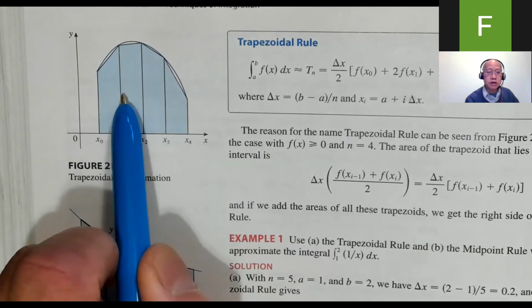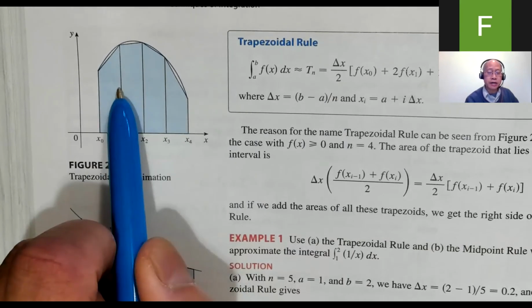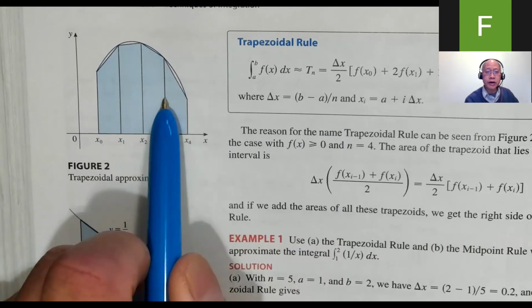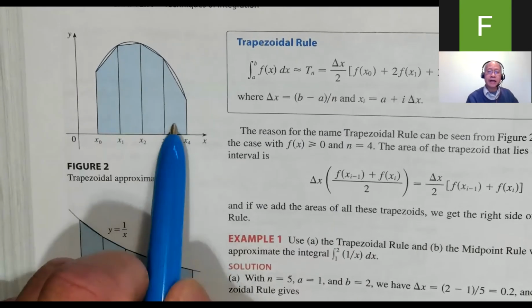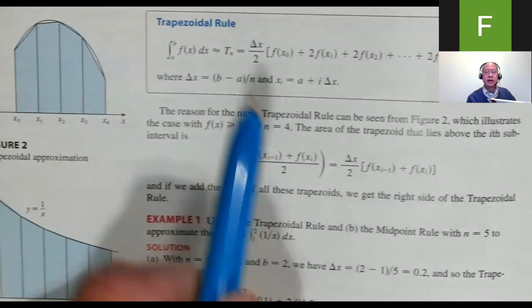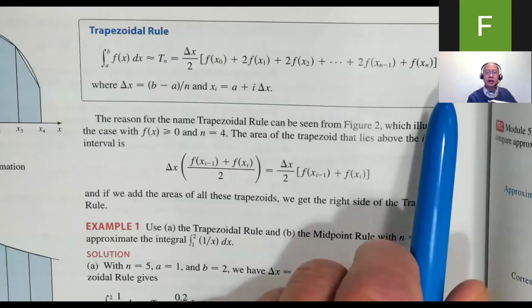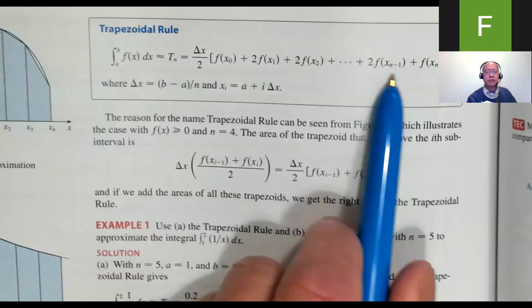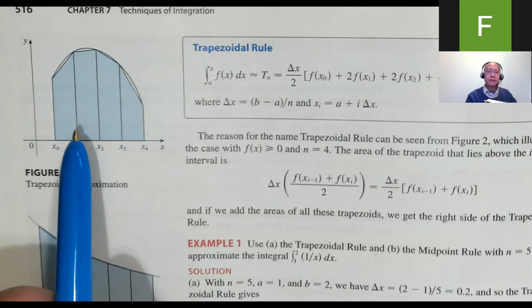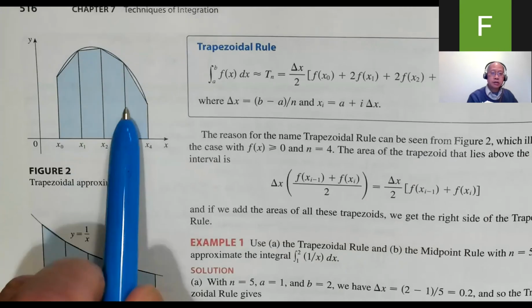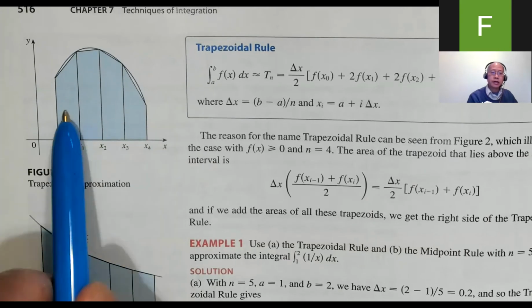See, base 1, base 2, base 1, base 2. Aha, this one gets counted twice. Base 1, base 2, this got counted twice. The only ones that don't get counted twice are the very first one and the very last one, which is exactly the reason why the formula is delta X over 2, 1 at the beginning, 1 at the end, and all the in-between guys get 2. Because when I add up the areas of the trapezoids, this one gets counted twice, this one's counted twice, this one's counted twice, but the first and last one are only counted once.